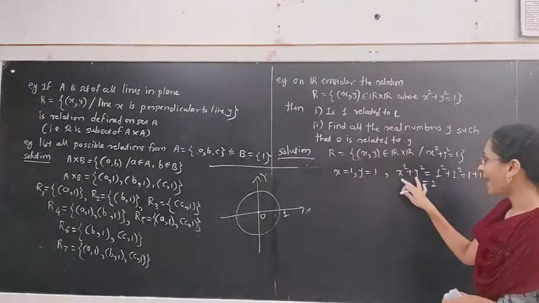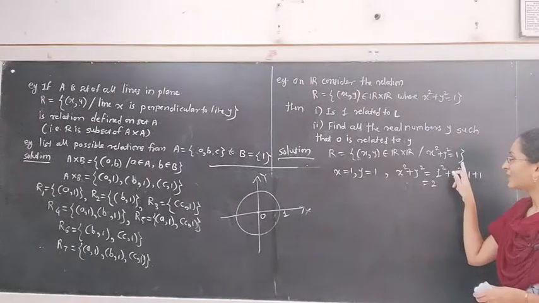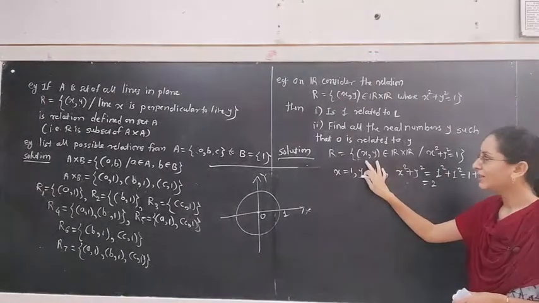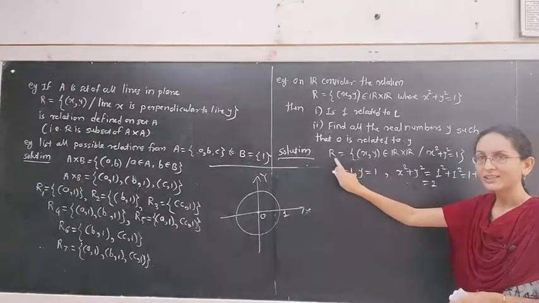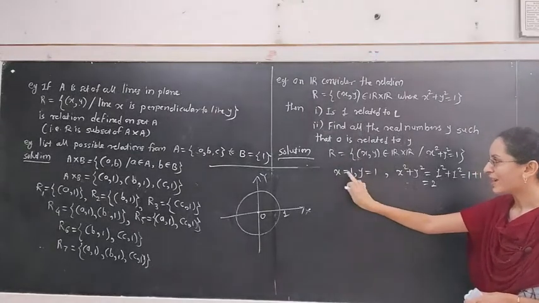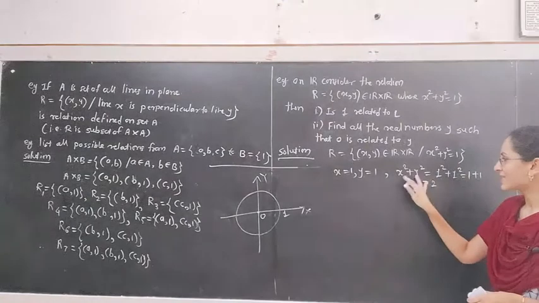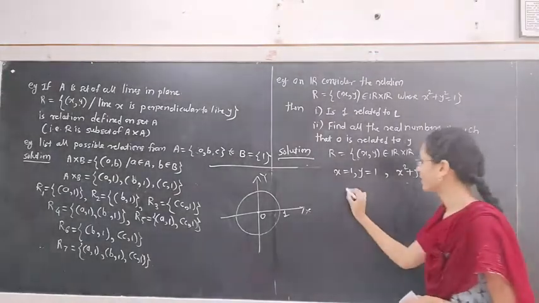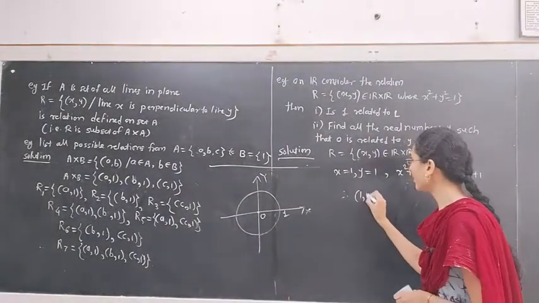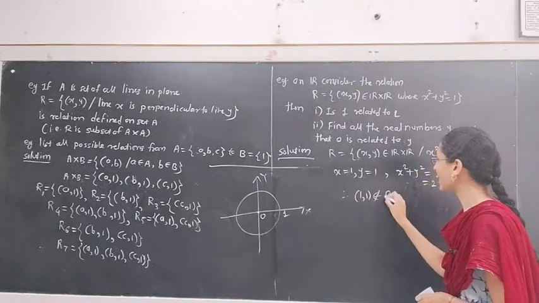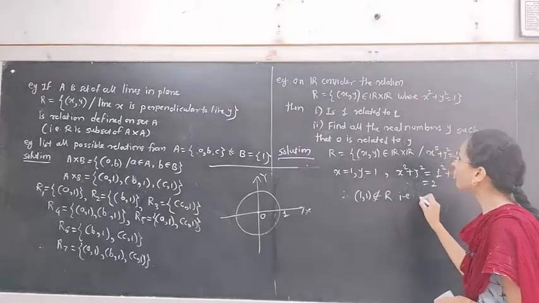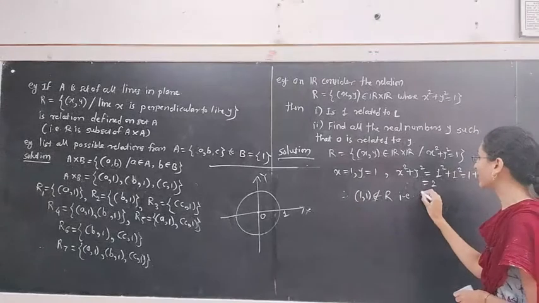But we want this addition of squares to be 1. Then only the point (x, y) will be in set R, in relation R. The point x is equal to 1, y equal to 1 does not satisfy this equation, because this addition is equal to 2. Therefore, the ordered pair (1, 1) does not belong to set R. That is, 1 is not related to 1.